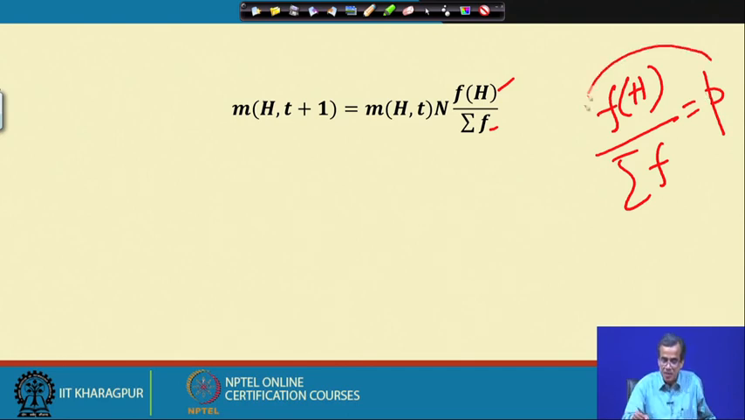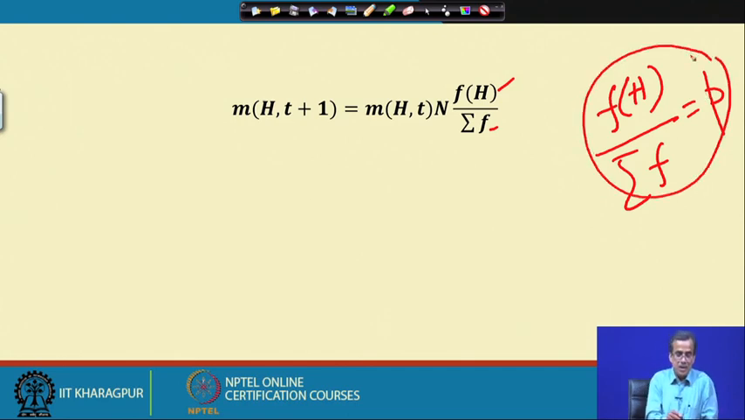Now, if this is the probability value, m(H,t+1) is nothing but m(H,t) multiplied by n, the population size, multiplied by this probability. So, using this reproduction scheme, I can find out this expression. That means, what will happen to schema H at the (t+1)-th iteration if I consider only proportionate selection.